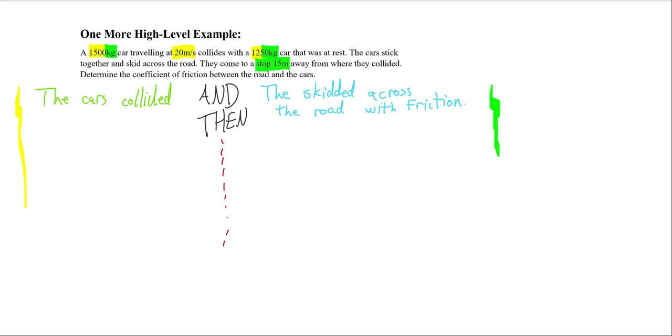The coefficient of friction is a force problem, and that force problem is in our green section, or where it's skidding across the road. So here are our two cars stuck together, but they're stuck together, so I'm going to treat them like one object. We know that they're skidding across the road, but there's some gravity, there's some normal force, and there is some friction.